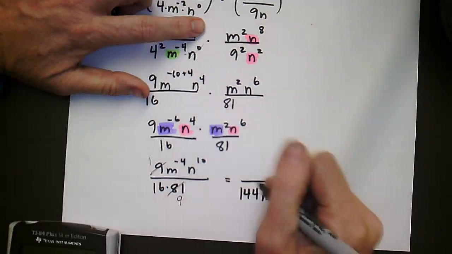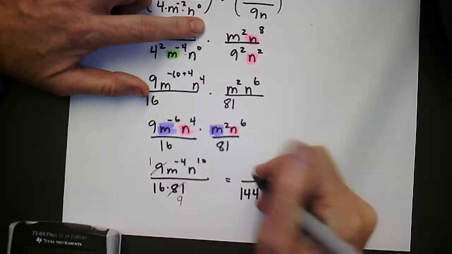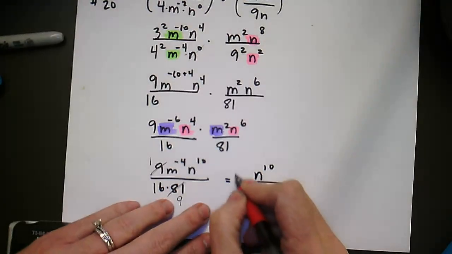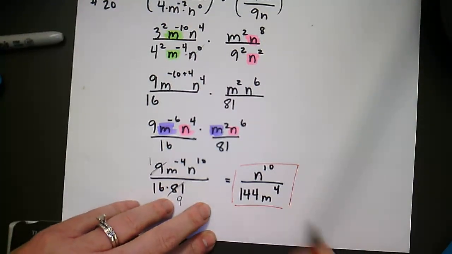And then this is going to stay, it's basically 1 times n to the 10th, so just n to the 10th right up there in the top, and that is our final answer. This guy right here, n to the 10th over 144 m to the 4th.